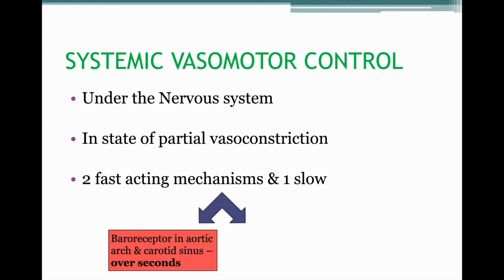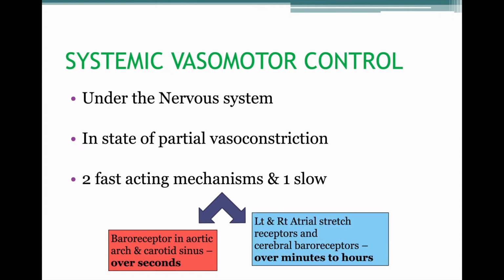The baroreceptors in the aortic arch and the carotid sinus act on any changes over seconds. So vasomotor control over seconds is by baroreceptors in the aortic arch and carotid sinus. Then over minutes to hours are the left and right atrial stretch receptors and cerebral baroreceptors. Then we have the RAS, the renin angiotensin system, that generally takes hours to days to act.